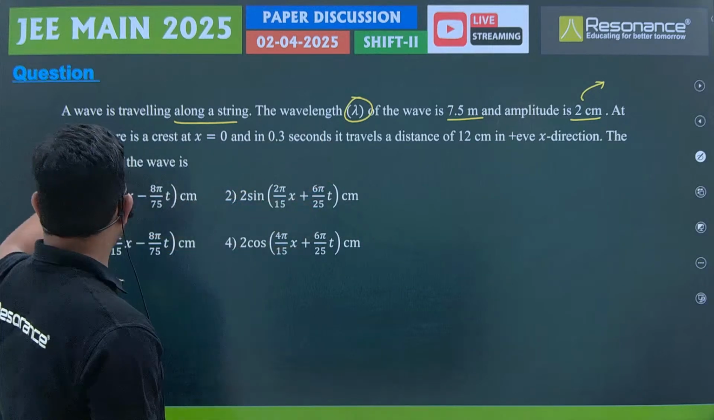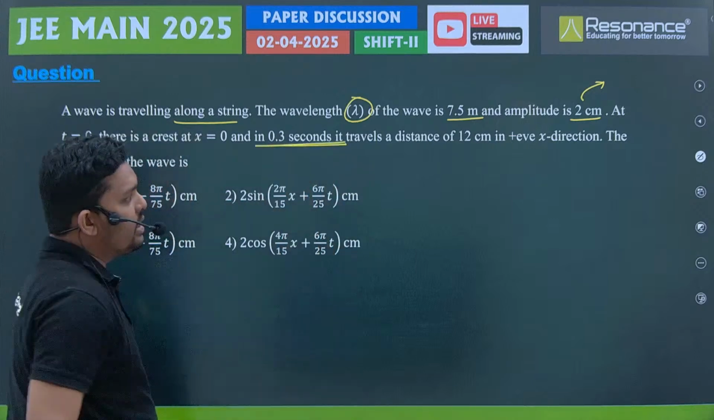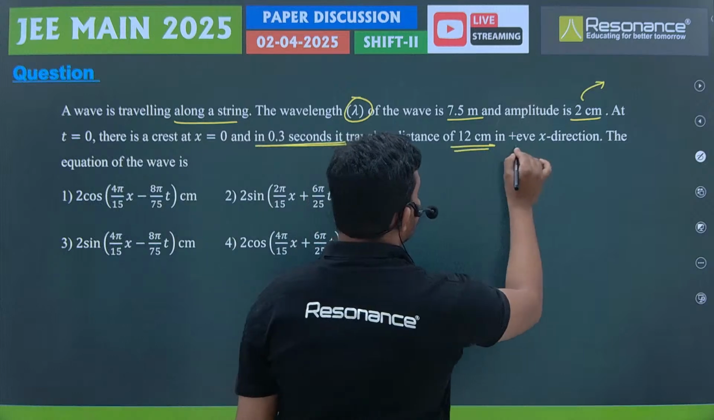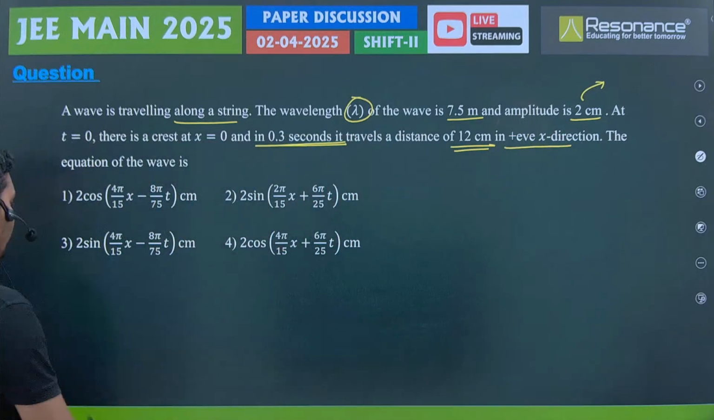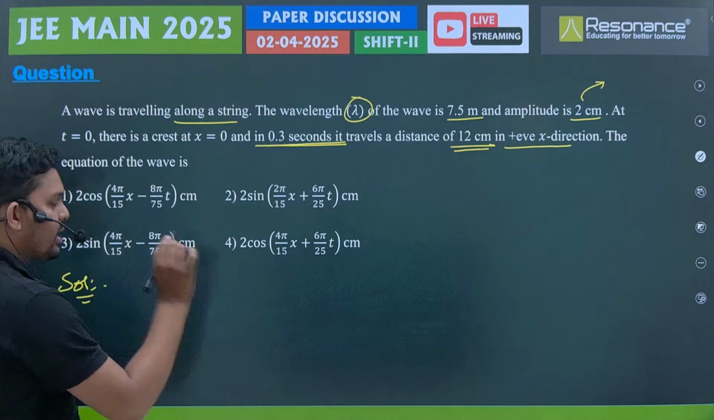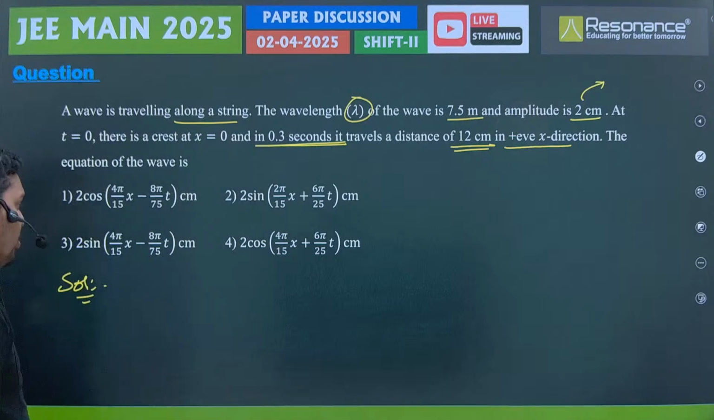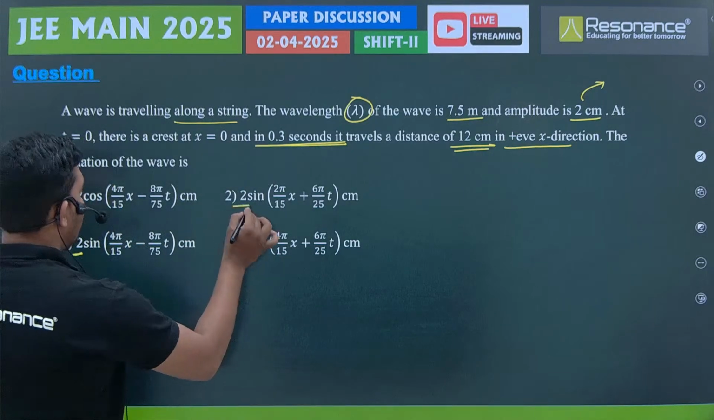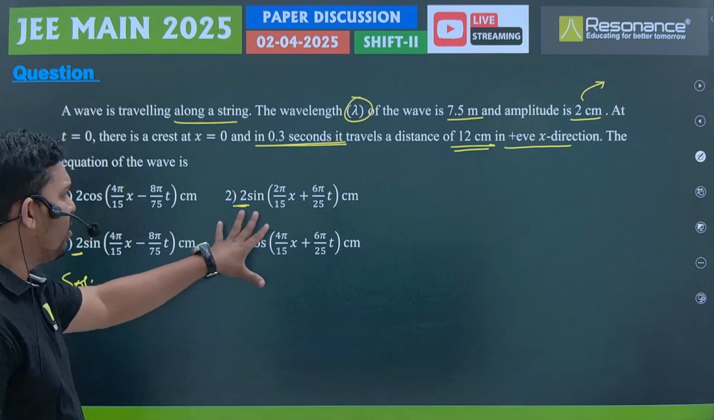And then after that, he has given there is a crest at x equals 0, and in 0.3 seconds it travels a distance of 12 centimeter. As it is traveling a distance of 12 centimeter in the positive x direction, he is asking to find the equation of the wave. So basically the equation of wave is given by A sine (kx minus omega t). As the amplitude is 2, it is going to be 2 here. So either option 2 or 3 is going to be the final result. We cannot decide with this.